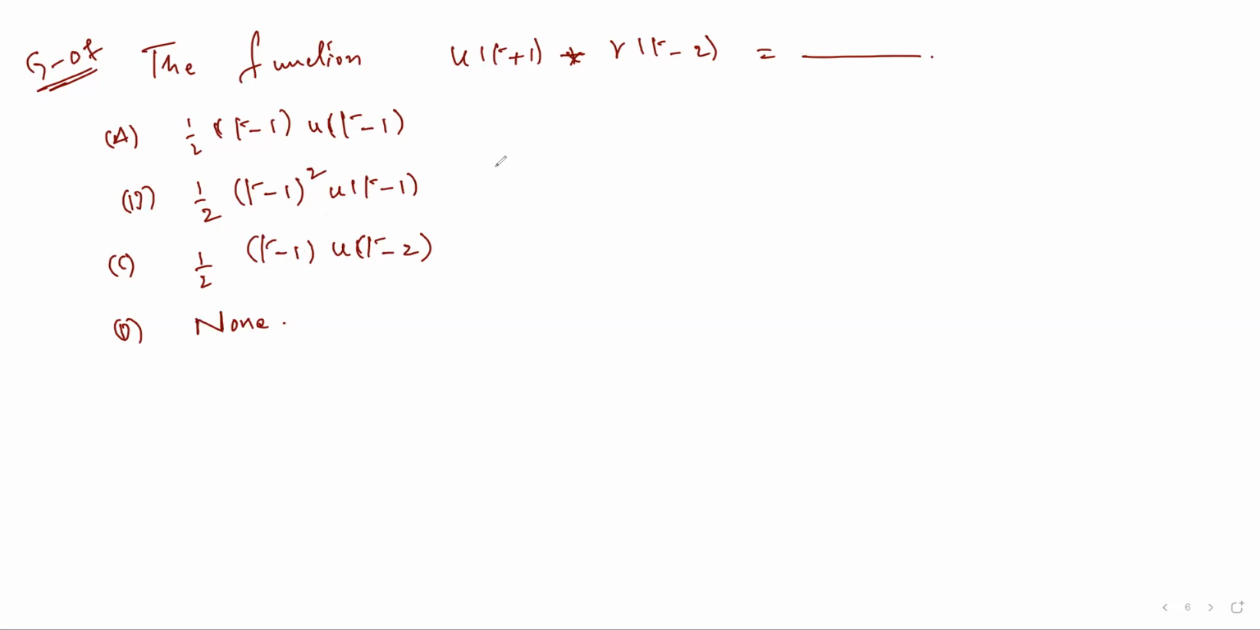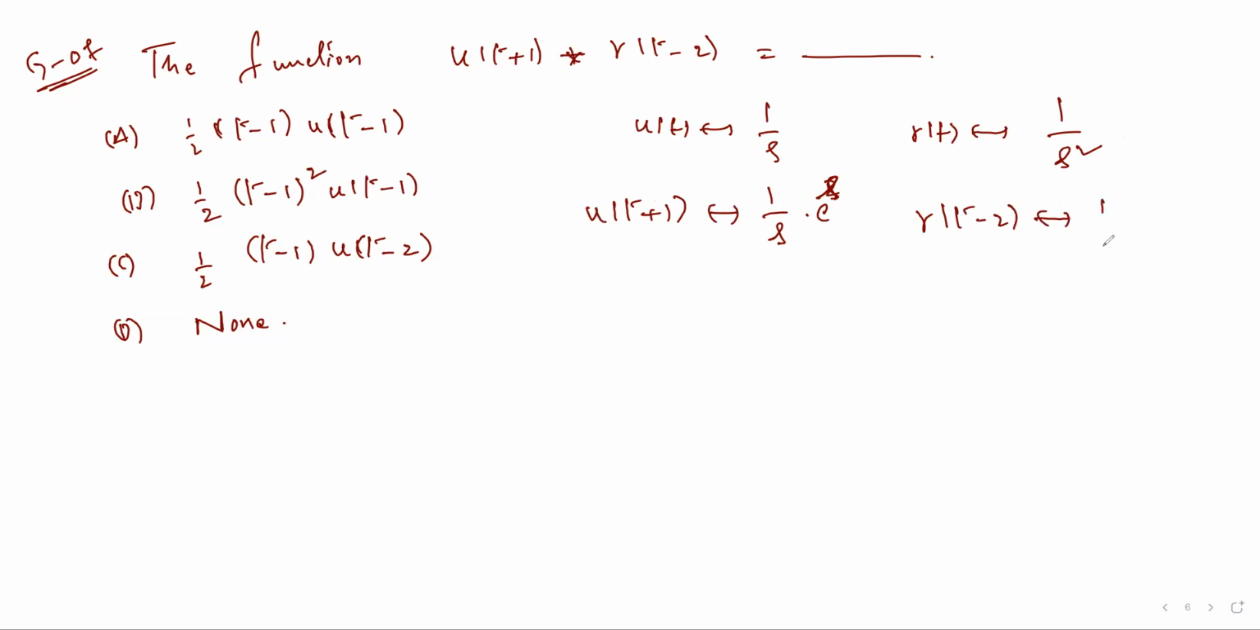Time domain convolution is very difficult, so we have to go to the Laplace transform S domain and come back. Right. So u of t Laplace transform 1 by s we know, and r of t Laplace transform 1 by s square we know. So for u of t plus 1, time shifting gives multiplication with an exponential. And r of t minus 2 gives 1 by s square e to the power of minus 2s.